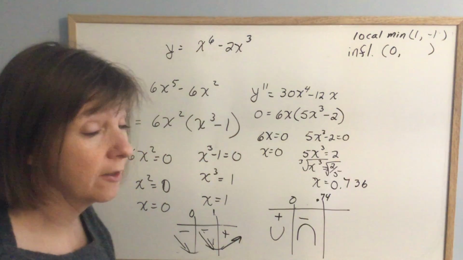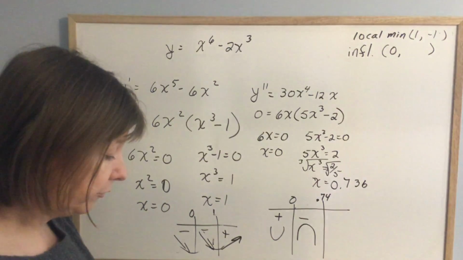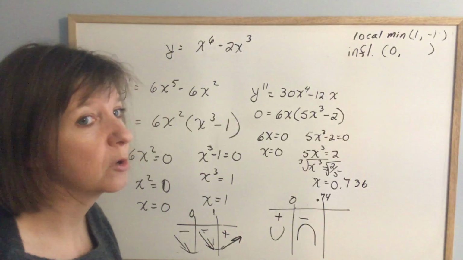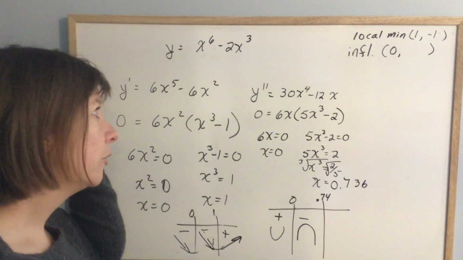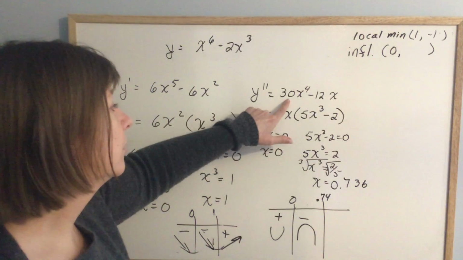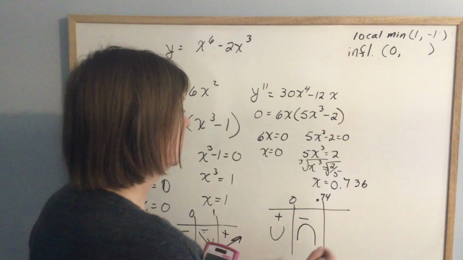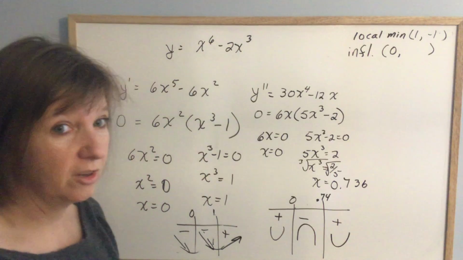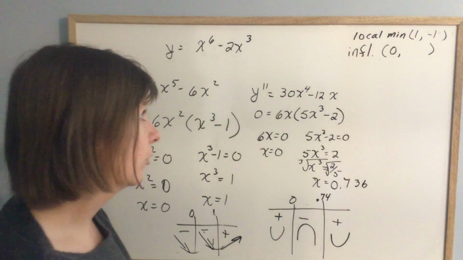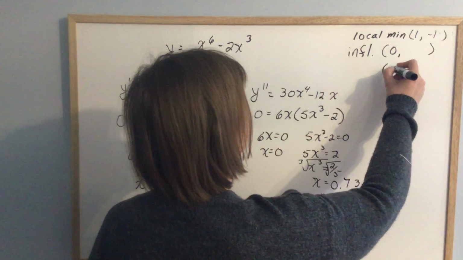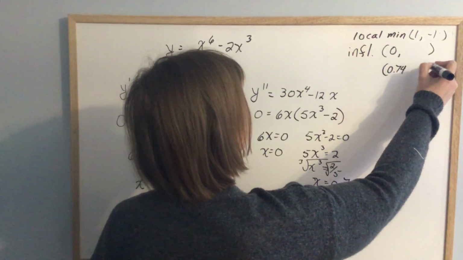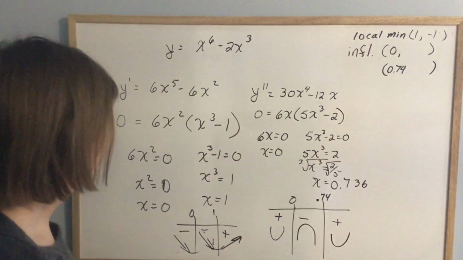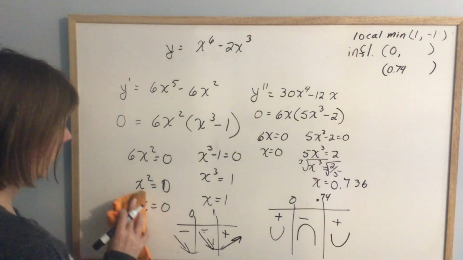The question is, is there a second point of inflection here? So I need to pick something after 0.74, so I'm going to pick like 1. So if I do 1, this would be 30 minus 12, which would be positive, and bummer, it actually does switch again. So there's another point of inflection at 0.74, which is gross.